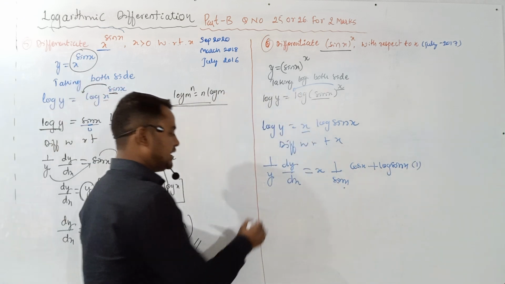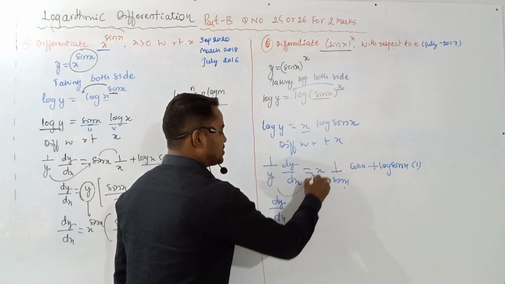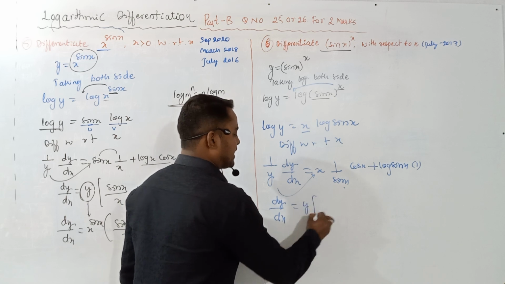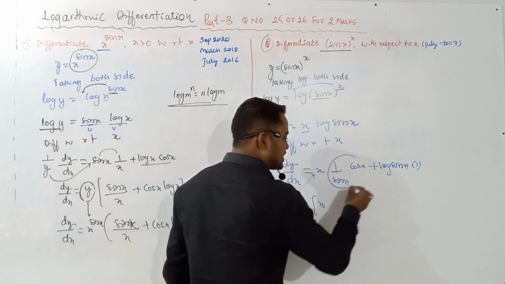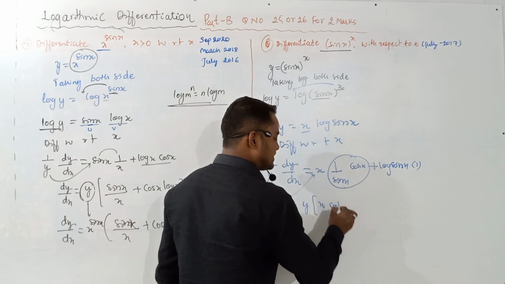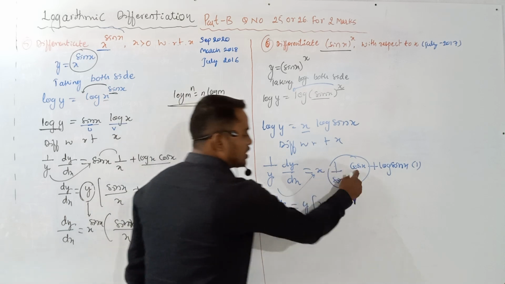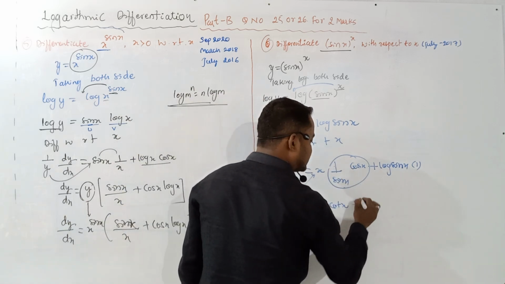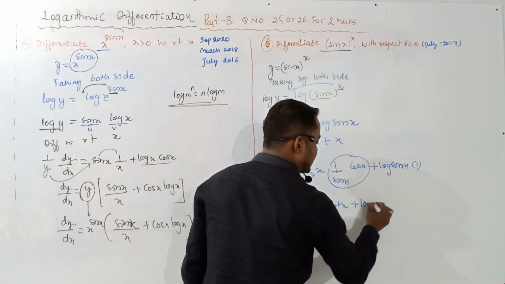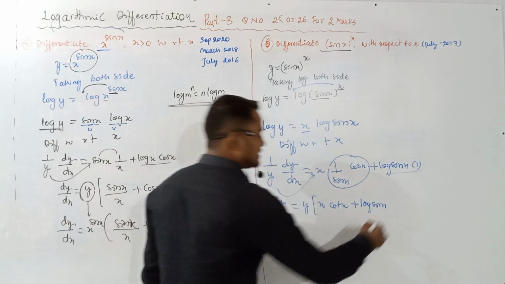Then dy by dx is equal to y, which comes to the right side, into the bracket: x as it is, times 1 into cos x divided by sin x, which is cot x, plus 1 into log sin x, which is log sin x.